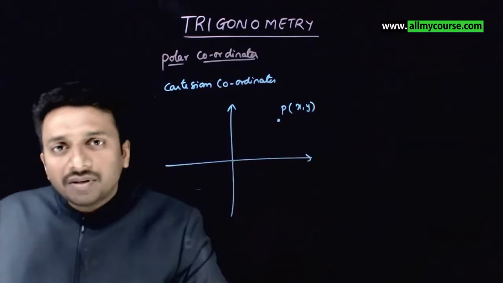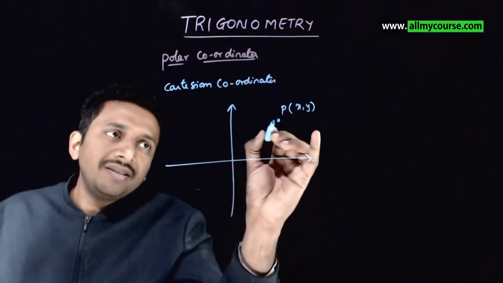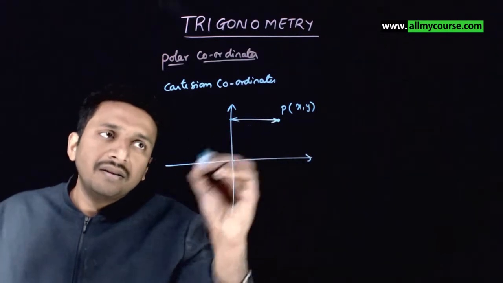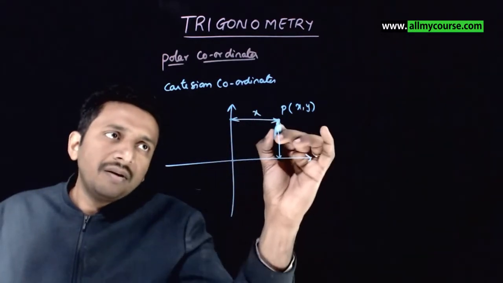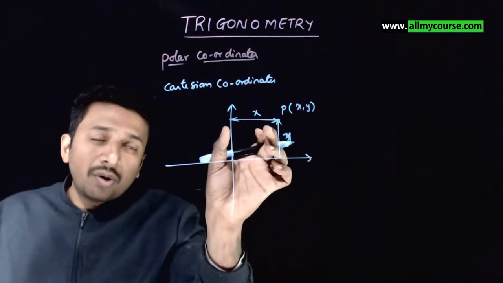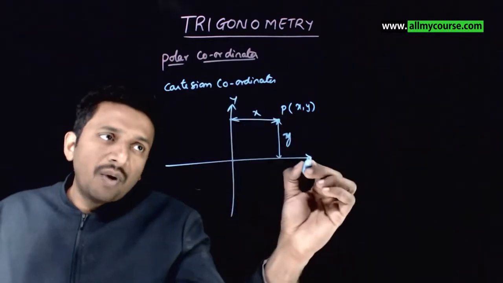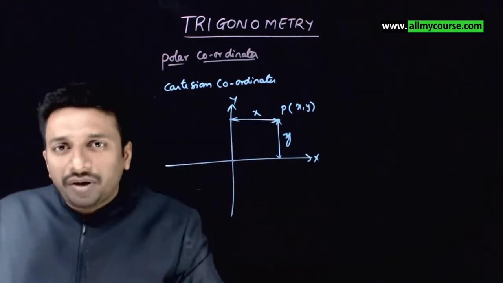by two numbers x and y, the x coordinate and the y coordinate, where the x coordinate is the distance from the y axis, and the y coordinate is the distance from the x axis. So if you know these two numbers, you can locate the point.